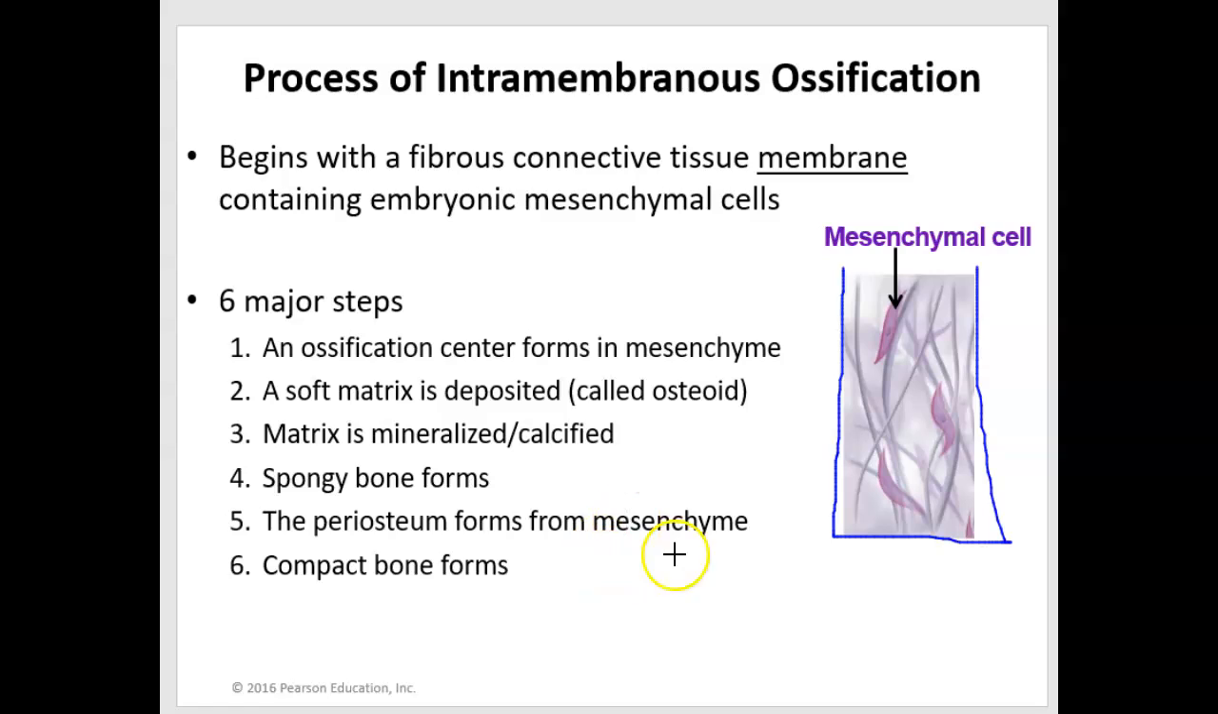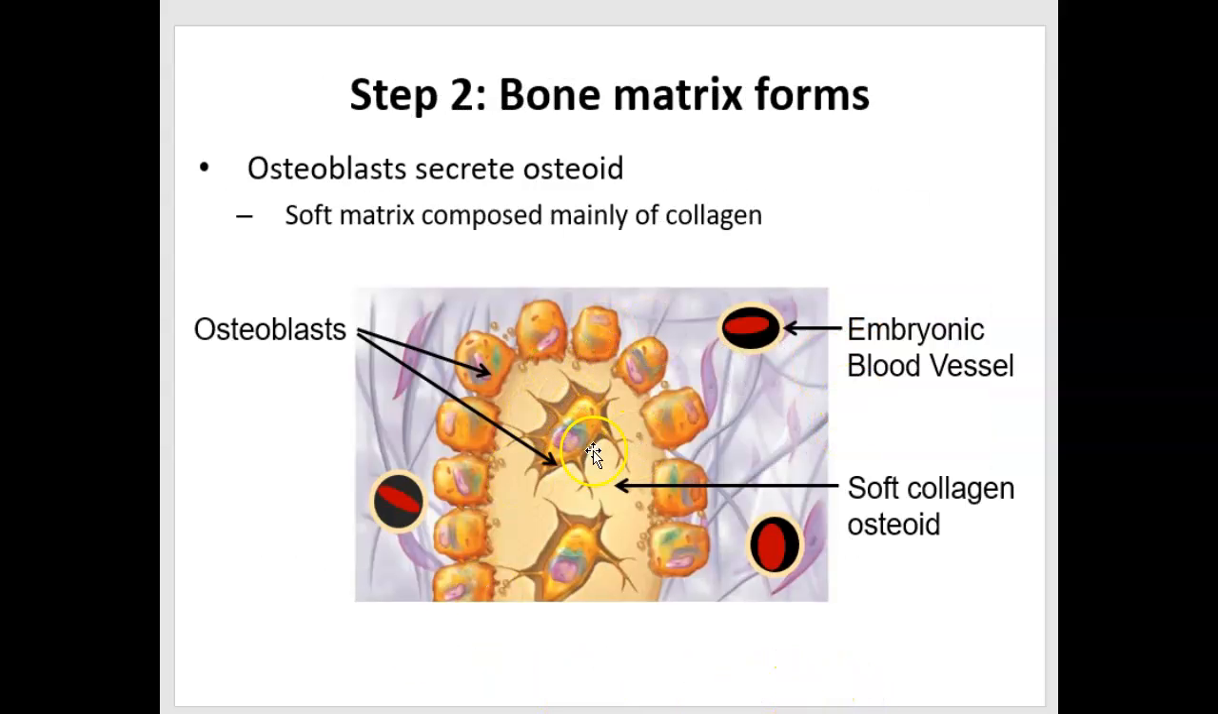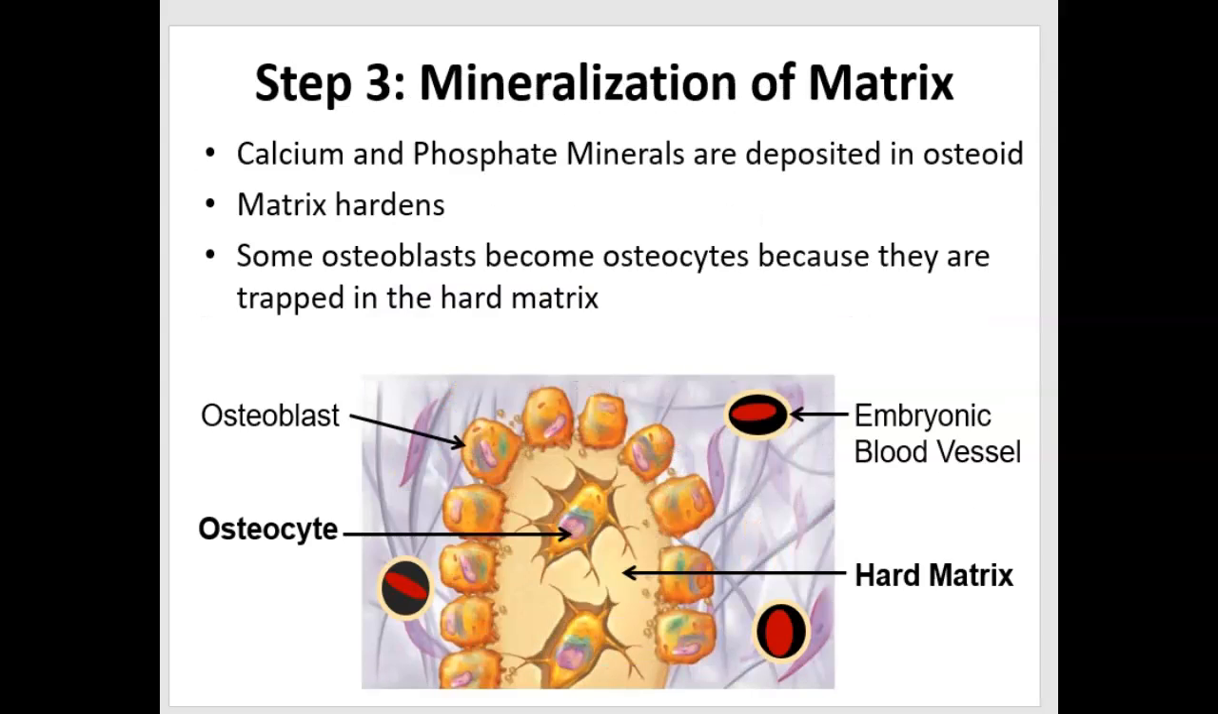It's really not exactly dense connective tissue, but it's a membrane of embryonic mesenchyme. And what happens is first a primary ossification center develops, and the osteoblasts lay down soft matrix. That soft matrix, the osteoid, is mineralized and it hardens, and some cells become trapped inside that hard matrix.